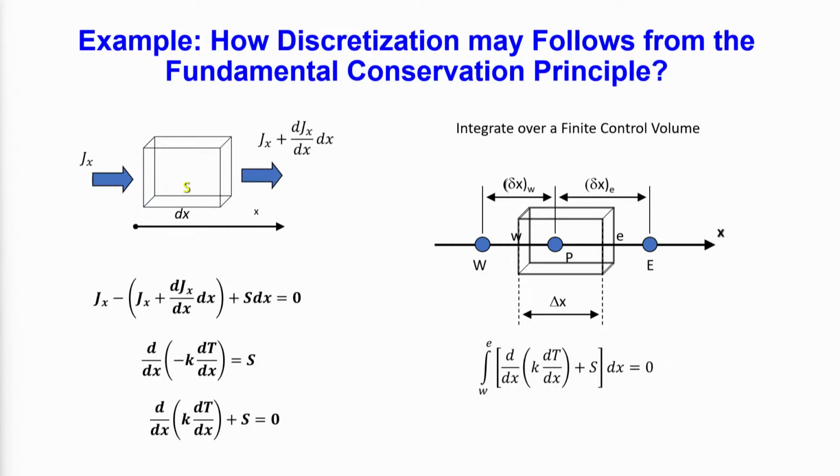This is the same for all the books and all the study materials; when you code, you change them to I plus 1, I minus 1, etc. So, let us say delta x is the dimension of the control volume. What you do is integrate from small w to small e, that means over the control volume. It is a one dimensional problem.